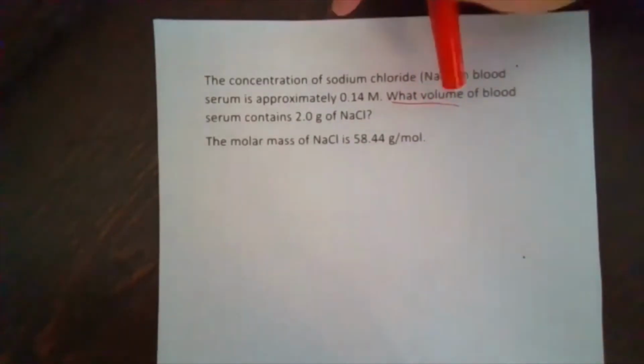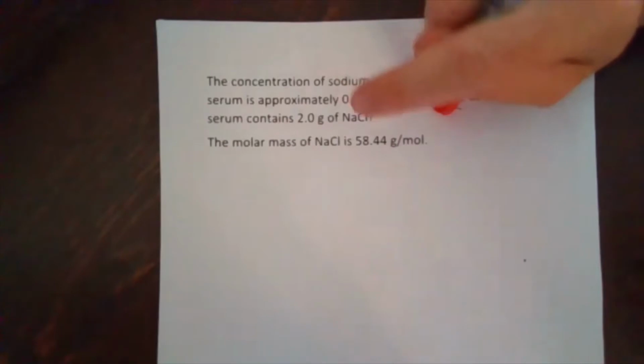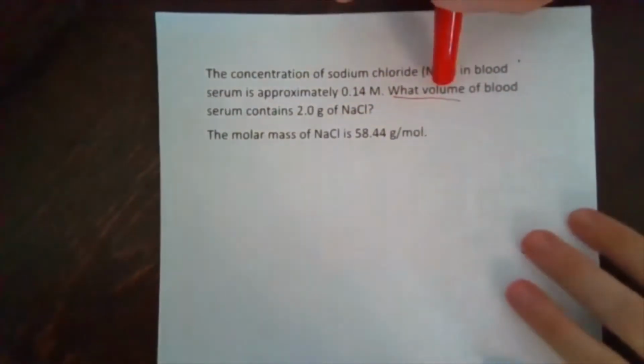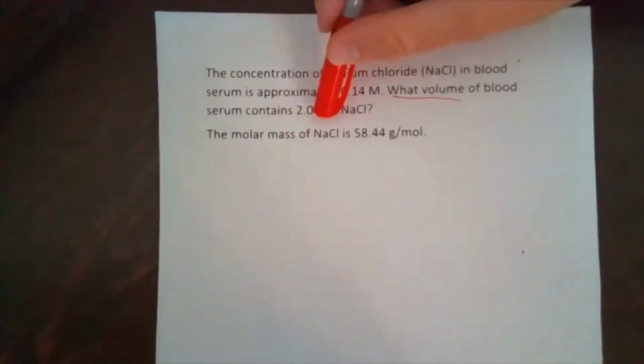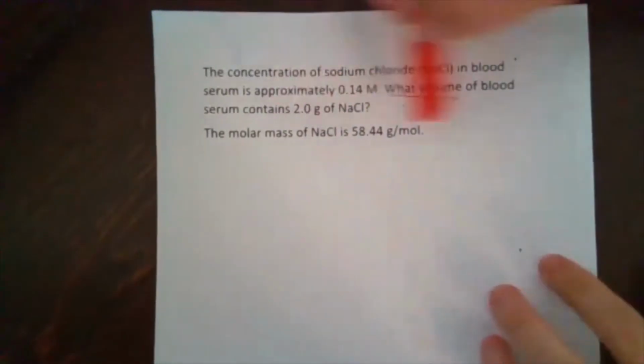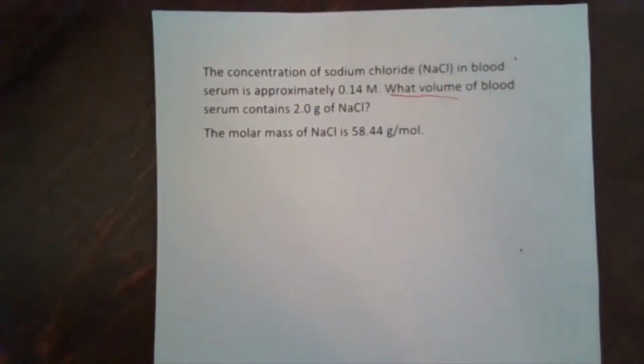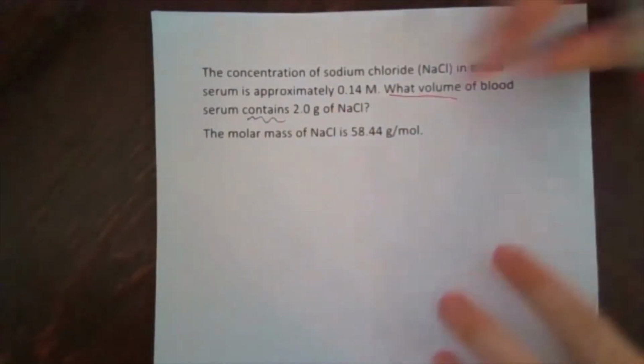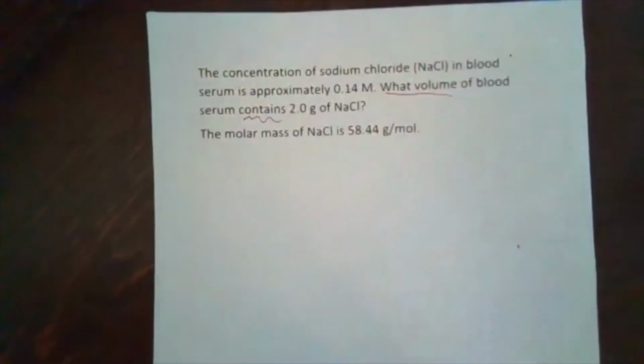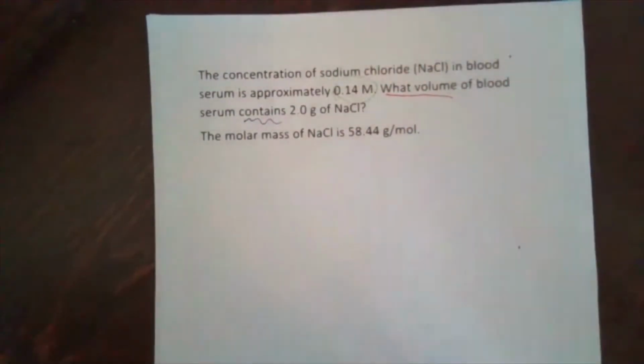So this volume would just be one amount, so milliliters or liters, gallons, whatever. And this 2 grams would also be an amount. And if we look at this word contains, when we see that it contains the sodium chloride, that means it is dissolved in blood serum, which is the solution. Then when we see this 0.14 M, it looks like a single unit as well, but molarity is a compound unit. So there are a couple implications of that.